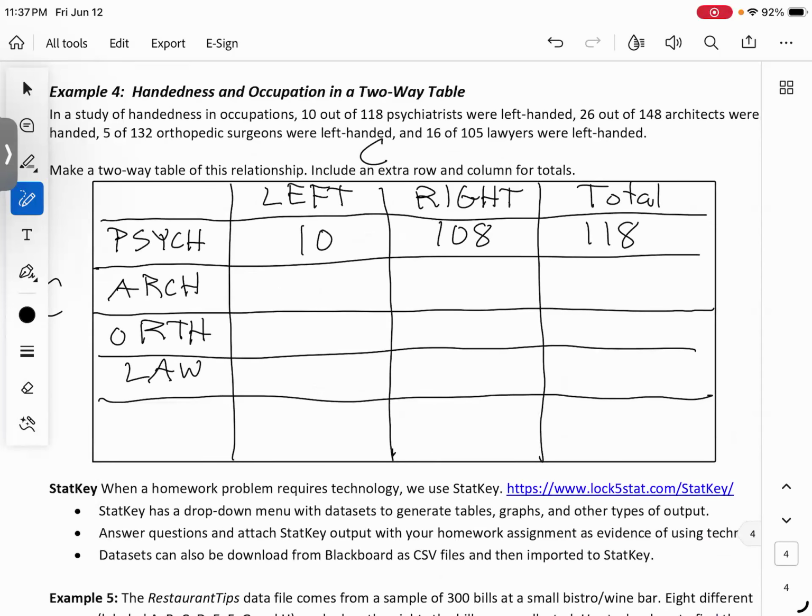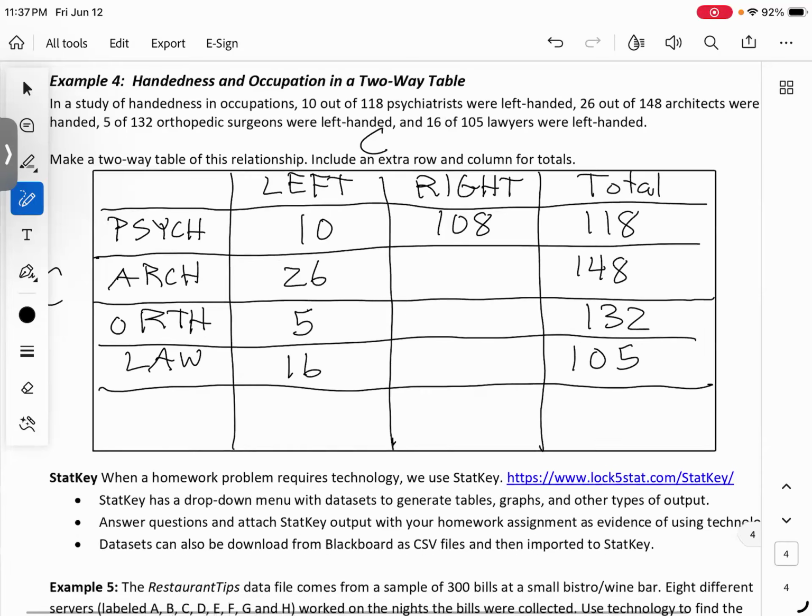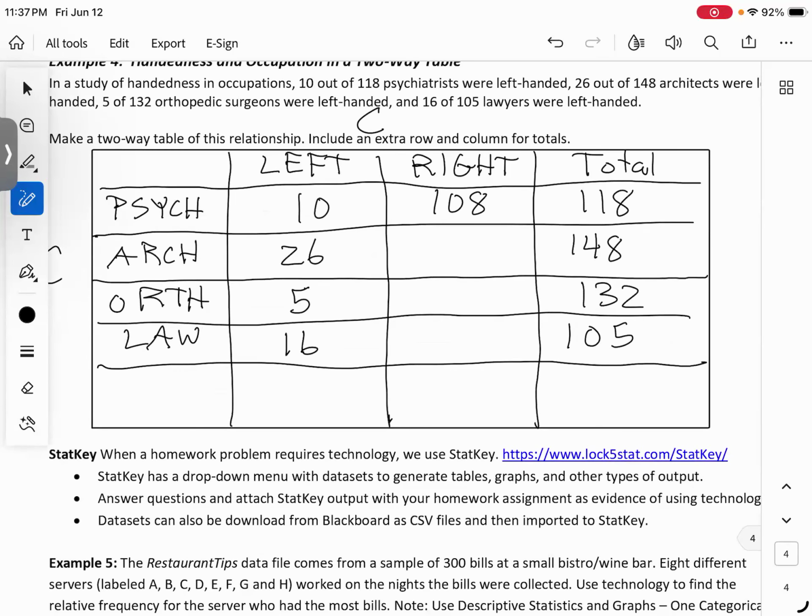You can see them up there that it was 26 out of 148. And then you would just do the subtraction, 148 minus 26 to get the right-handers and just keep going. You'd have orthopedic surgeons, those 5 out of 132, and for lawyers, 16 out of 105. And then I'll let you go ahead and take a few moments. I'm gonna pause the video if you need to, and do all the subtractions to fill in your right-handers. So like 148 minus 26, and just keep going.